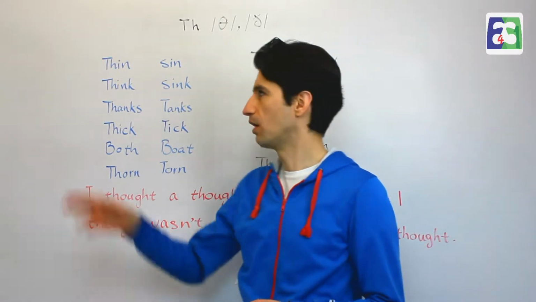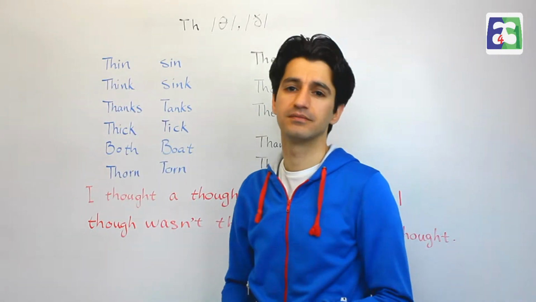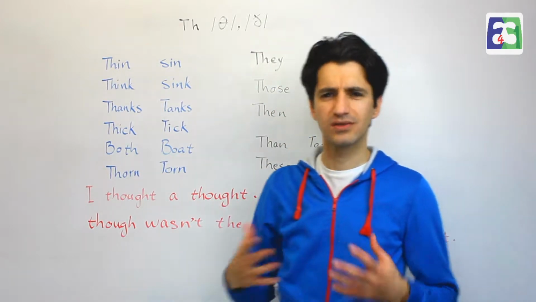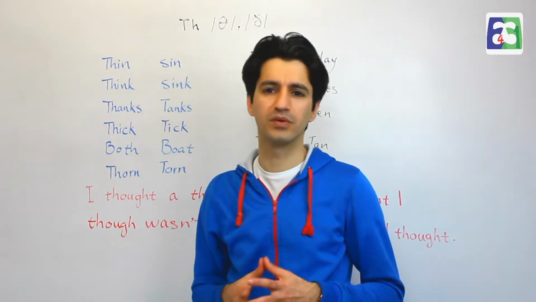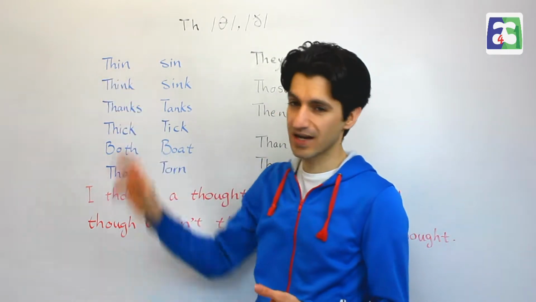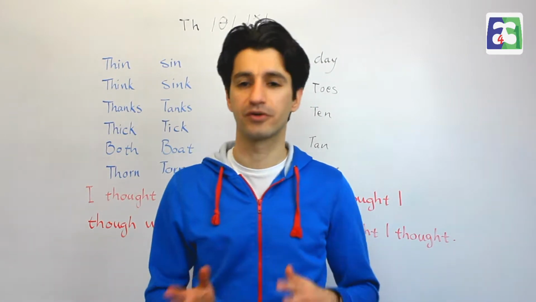We want to say th, but we say s, or we might say t, or d, or z. Okay, so these are the most probable outcomes when we try to say th. But we can learn pronouncing these sounds. How do we pronounce them?